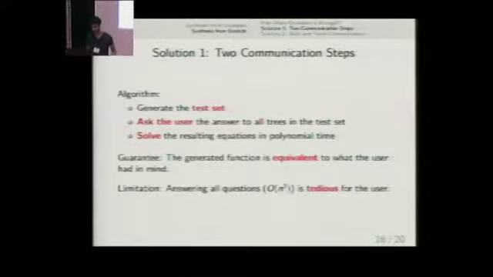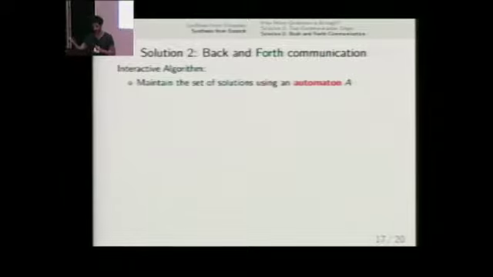So the limitation, of course, is that answering all of these questions is tedious. And here you see that, in fact, we have only 2 communication steps. So we ask the user, what are the outputs for all of these? And the user answers for all of these trees. But we can do better if we use back and forth communication.